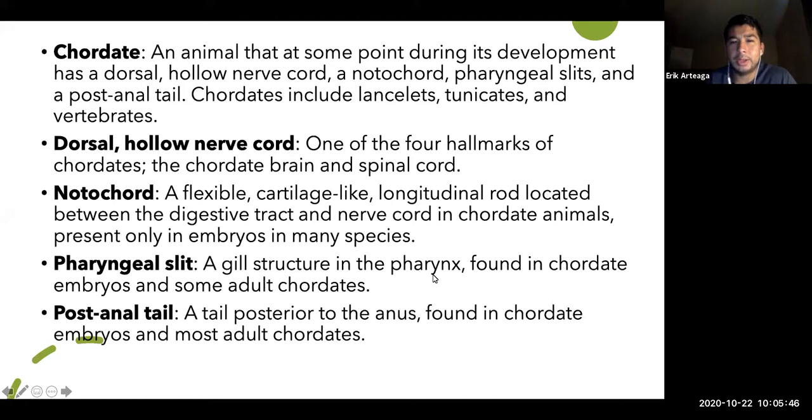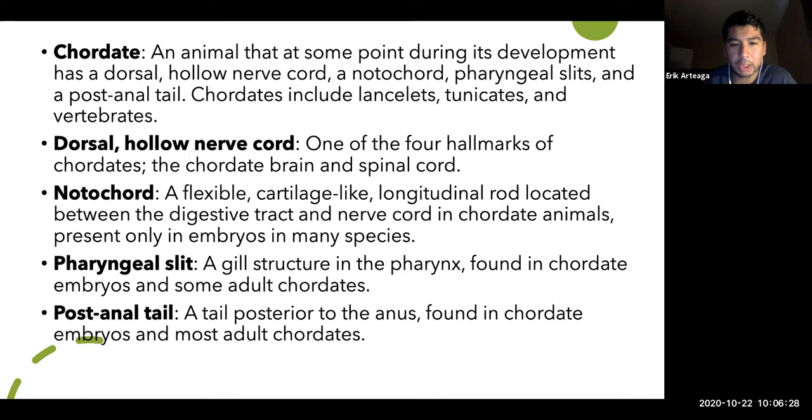An animal that at some point during its development has a dorsal hollow nerve cord, a notochord, pharyngeal slits, and a postanal tail. Remember those pharyngeal slits that we showed with the embryonic development? That's important. That's a trait of all chordates. Chordates include lancelets, tunicates, and vertebrates. Dorsal hollow nerve cord, one of the four hallmarks of chordates, is the chordate brain and spinal cord. These are going to be housed in the CNS, or the central nervous system. This is going to be the main nervous tissue of the chordates.